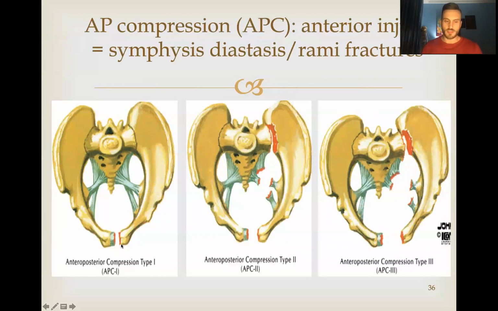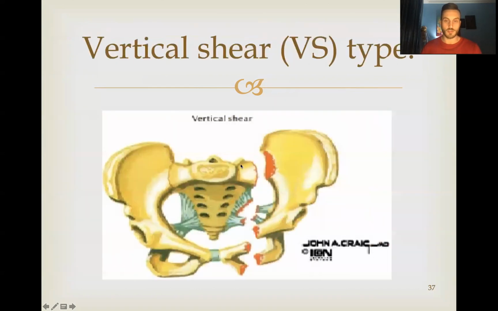For the AP compression, type 1 is minimally displaced. Type 2 with the sacroiliac joint. Type 3 is complete disruption. So the more you go with the classification, the worse the patient is. Vertical shear, you can see complete disruption. Here, superior inferior pubic rami, posteriorly sacroiliac joint, and the whole hemipelvis is going up.